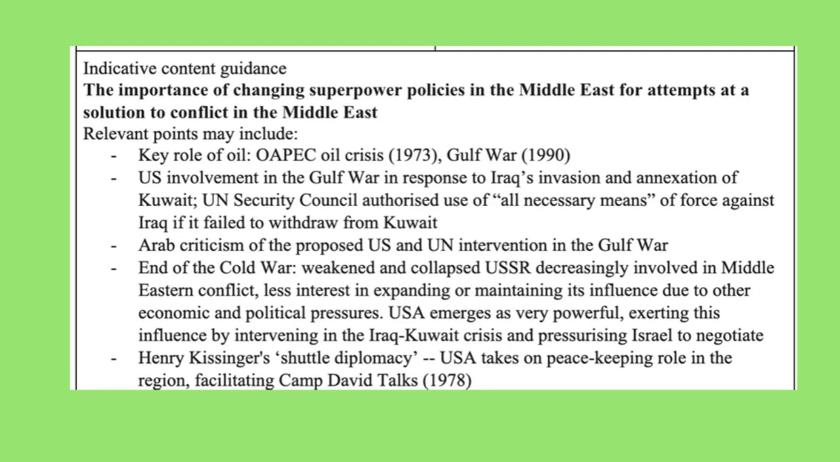So for the first question, one important point could be the end of the Cold War. But you need to explain that. You need to explain how that links the changing superpower policies in the Middle East to the attempts at a resolution of the conflict. So to make that link, you can talk about how the weakened and eventually collapsed USSR became decreasingly involved in the Middle East because they had less interest in expanding and maintaining their influence because they had other economic and political pressures. The USA, on the other hand, emerged as the powerful side and exerted its influence by intervening in the Iraq-Kuwait crisis and later pressurising Israel to negotiate.